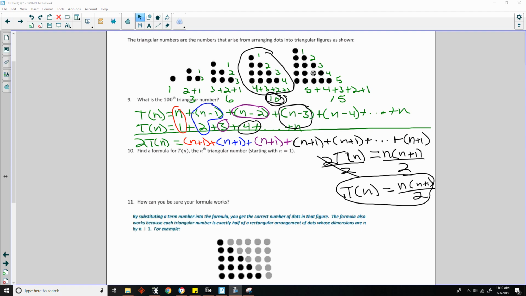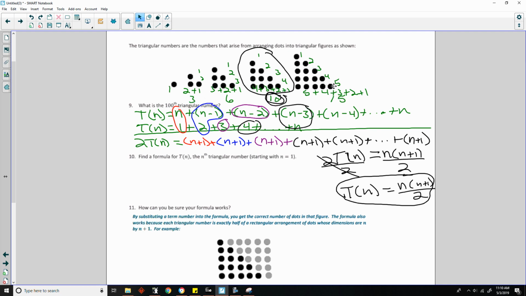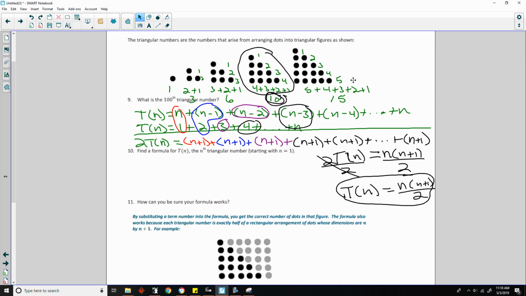Okay, so again, we could just take this one here, and our N is 5. How many are in the bottom row? It's 5. Didn't mean to move that. Okay, so N is 5. 5 times 6 is 30, divided by 2 is 15. In this one, the bottom row is 3. 3 times 4 is 12, divided by 2 is 6. In this one, it's 1 by 2, because 1 plus 1 is 2, which is 1 times 2, which is 2. 2 divided by 2 is 1. Okay, so the formula does work.